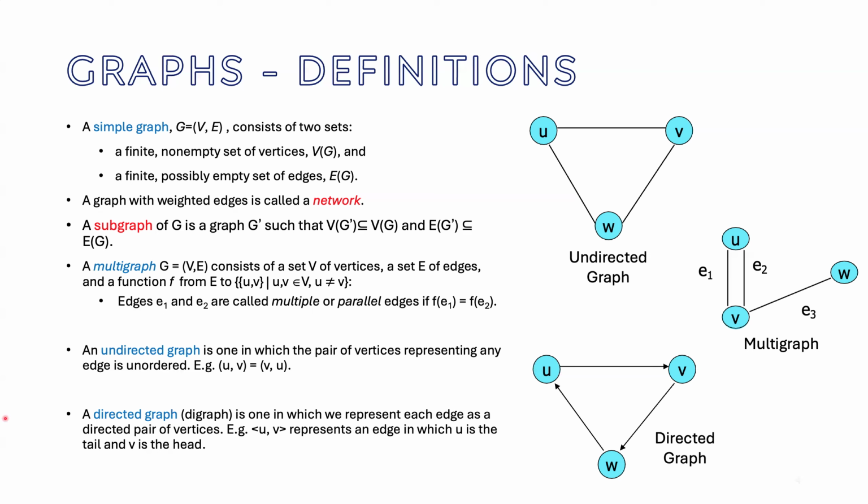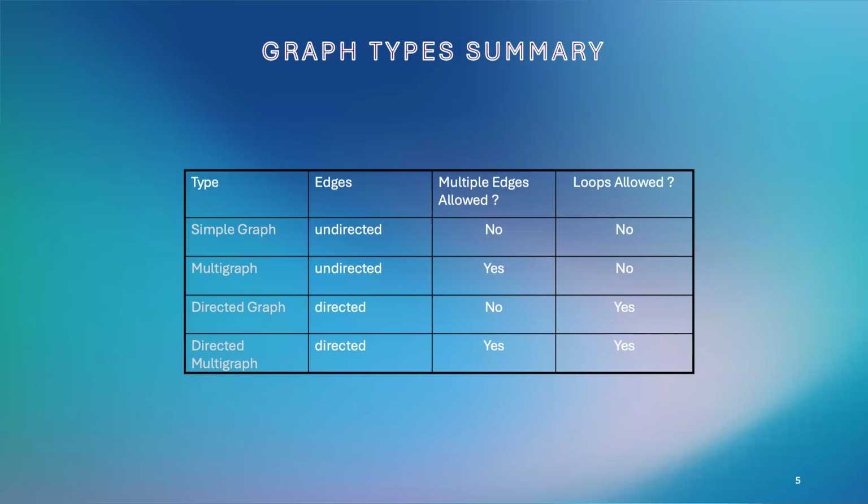But probably you knew all of this. However, let's briefly recap the graphs we looked into earlier, and we have a classification in this table based on the edge types, whether multiple edges are allowed or not, or whether loops are allowed or not. Oh, and I forgot to mention that there are no loops in a simple graph.